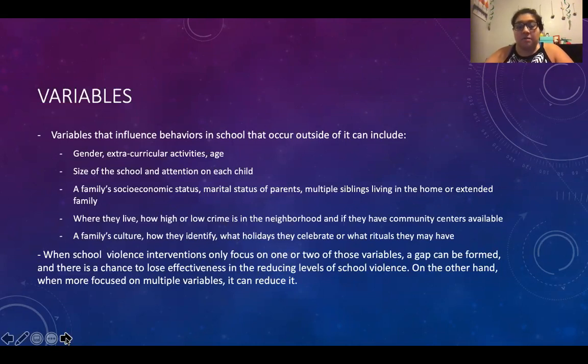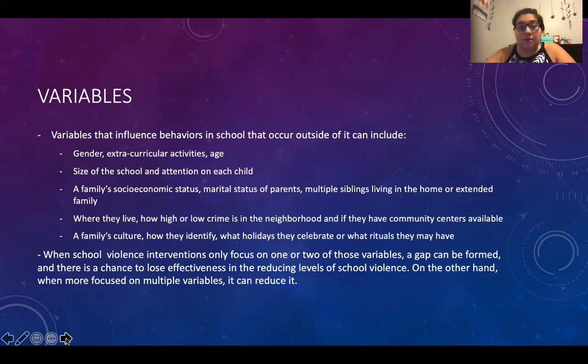A family's socioeconomic status, the marital status of parents, whether they're bouncing between one home or the other, and multiple siblings living in the home, if they are one of many. Again, attention with the child can be affected by that, or if they have extended family living with them, aunts, uncles, grandparents, multi-generational living. Where they live, how high or low crime is in that neighborhood, if they have community centers, and if they have access to things outside of school that can benefit them socially in a positive way.